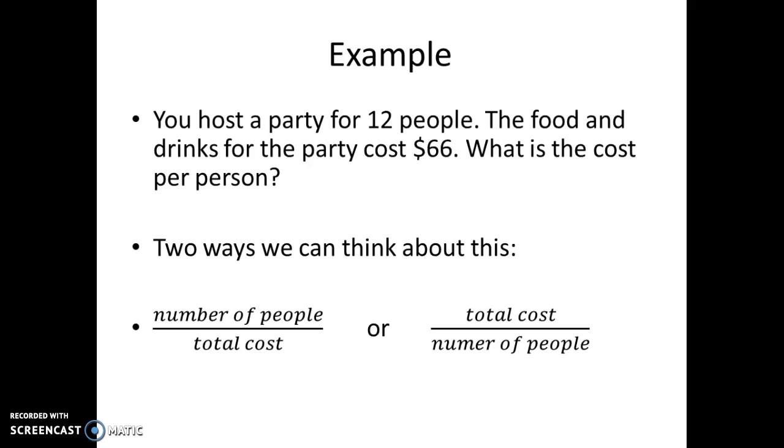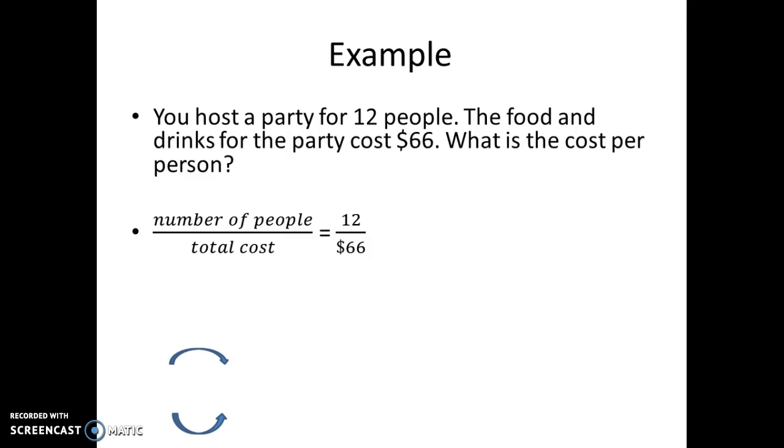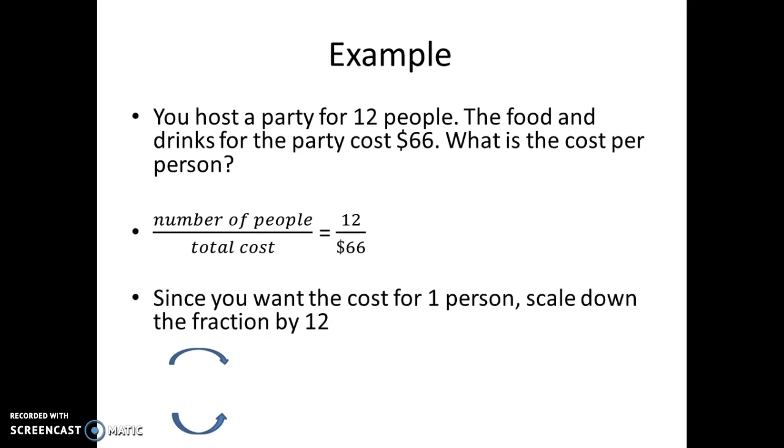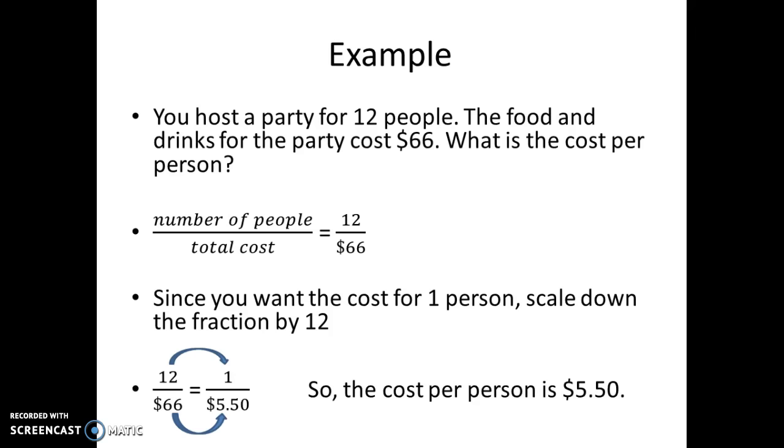So what I chose is to put the number of people on top. So I have a ratio of 12 people to $66. If I want the cost for one person, I now know that I need to scale down by 12, right? Because 12 divided by 12 is 1. So if I do 12 divided by 12 to get 1, I also need to divide 66 by 12. So 66 divided by 12 is $5.50. So the cost per person is $5.50.